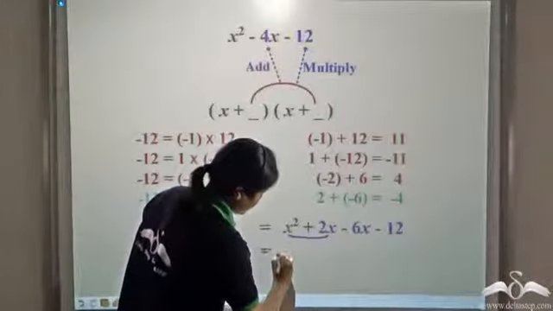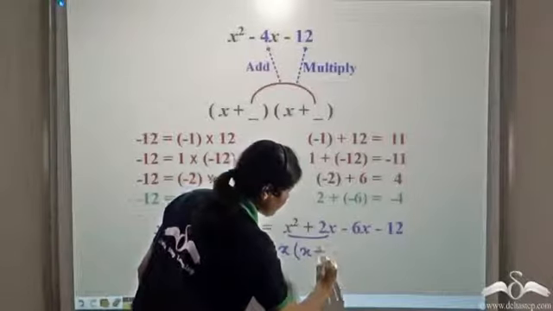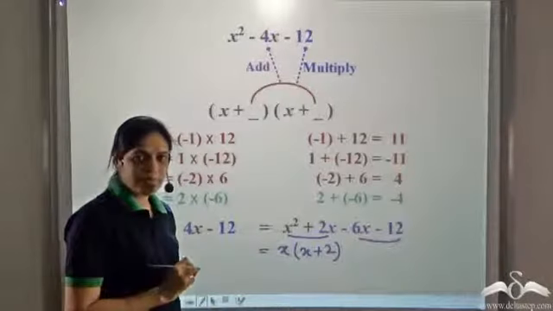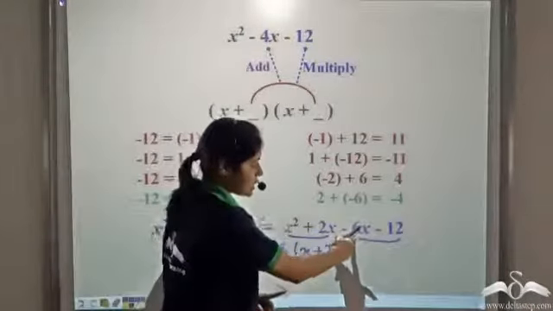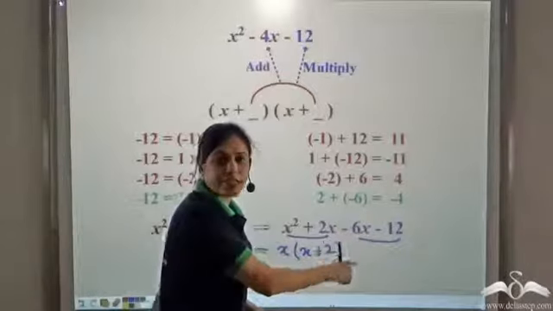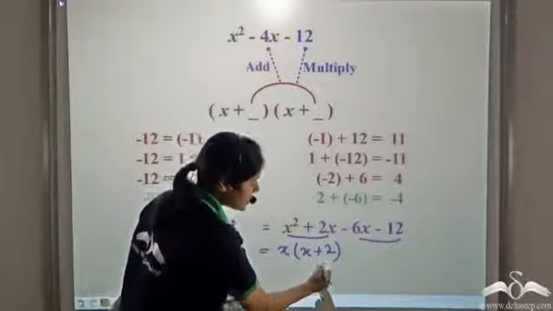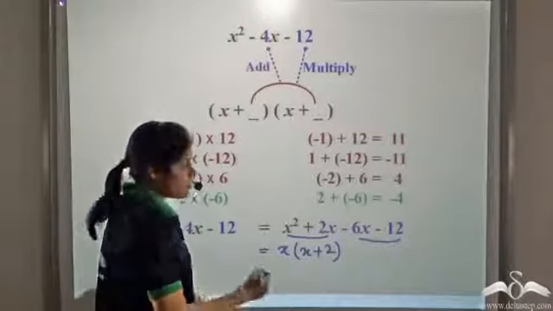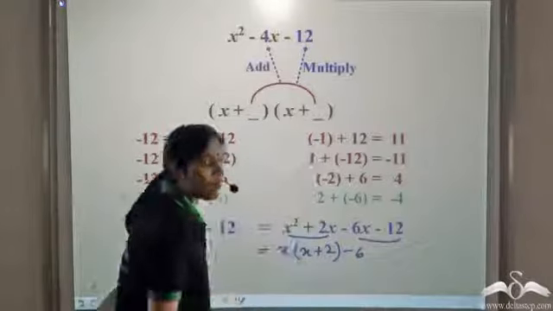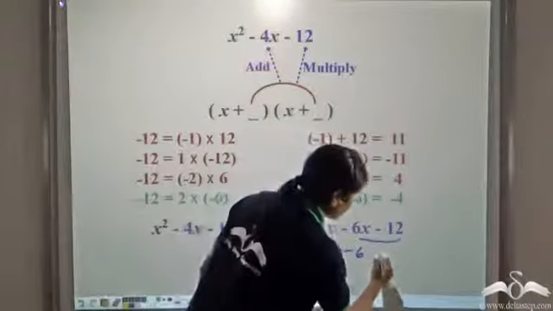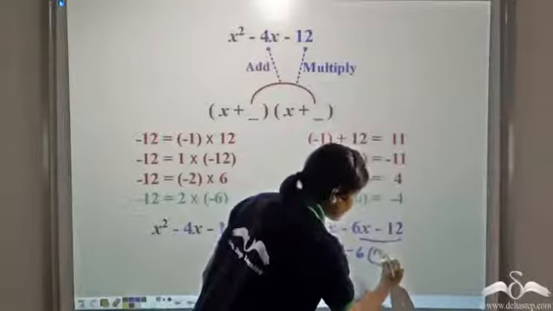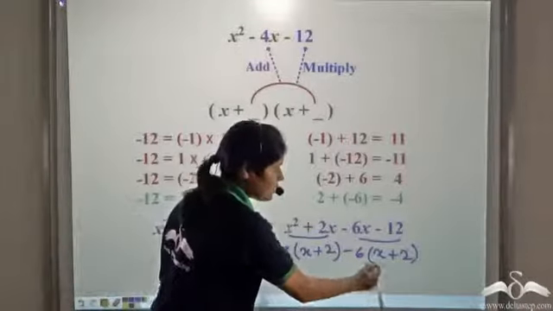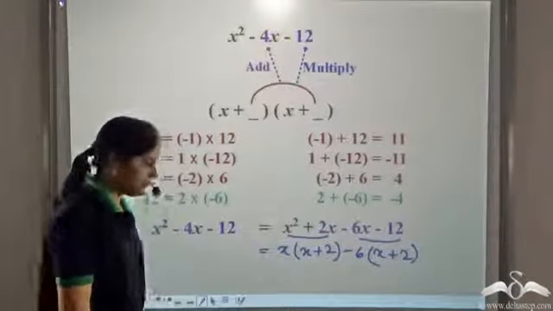Take these two. Take x common. We have x plus 2. Take these two. We have a 6 common. But note that if we take 6 common, we'll have a negative x in the bracket. But we want something similar to this. In fact, we want a factor identical to this. So we will take negative 6 common and not 6. Once we take negative 6 common, we have x here and we have plus 2 here. So negative 6 common gives us x plus 2 inside the bracket.